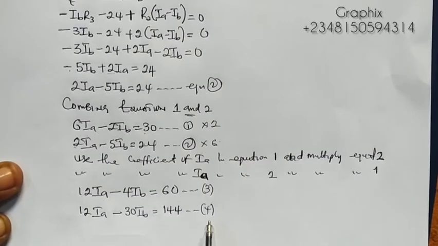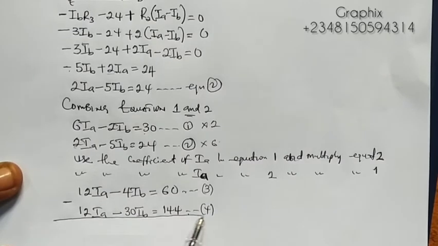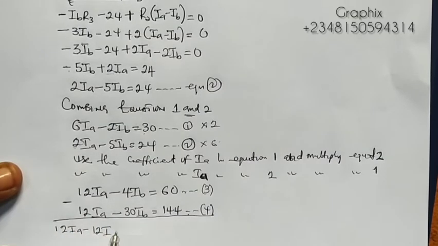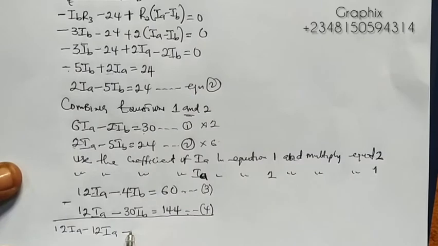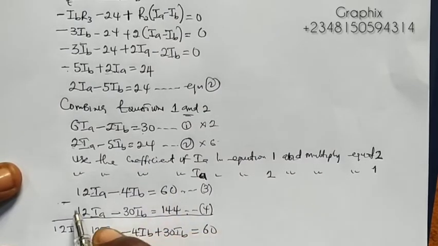From here, this will now be our equation 3, and this will be our equation 4. The next step is we are going to subtract equation 4 from 3. So we're subtracting, and this will give us 12IA minus 12IA, minus 4IB minus, that will give you plus 30IB, equals 60 minus 144.